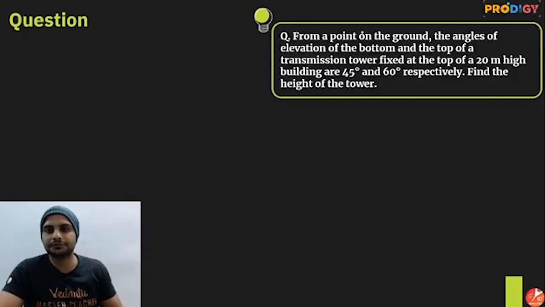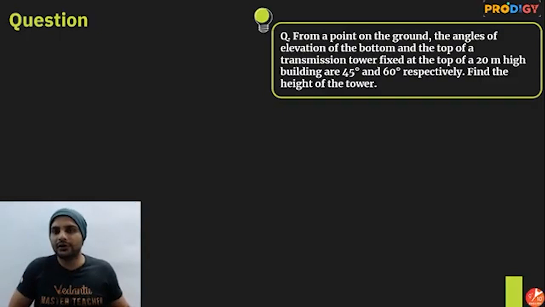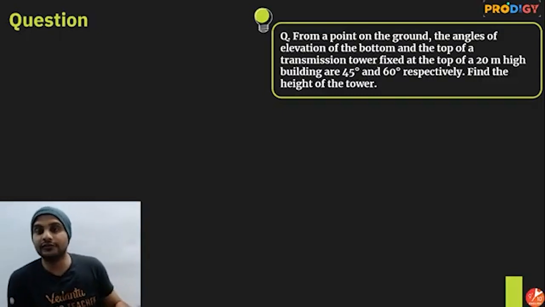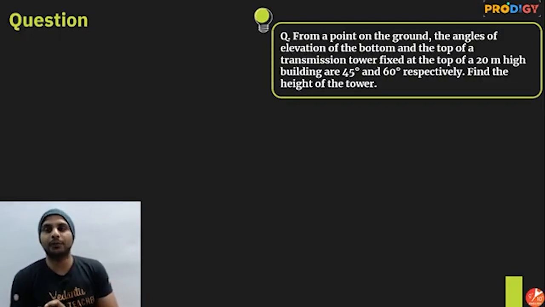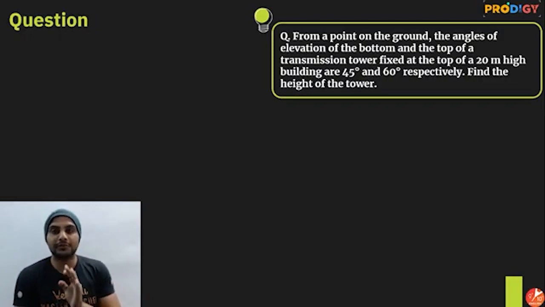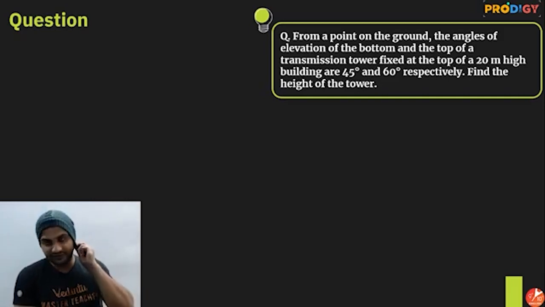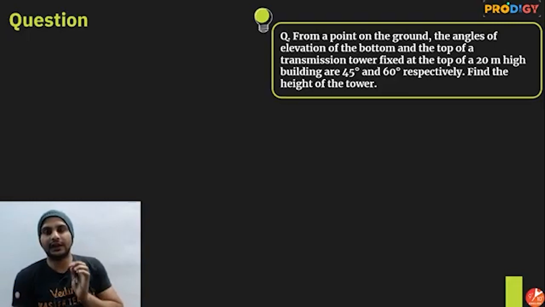Okay? Next one. From a point on the ground, the angle of elevation of the bottom and the top of a transmission tower fixed at the top of a 20-meter high building are 45 and 60 degrees respectively. Find the height of the tower.